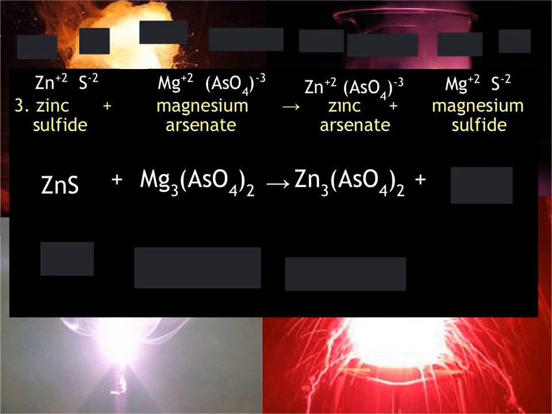Last one is magnesium sulfide with a +2 charge on the magnesium and a -2 charge on the sulfur. So again, this is a 1-to-1 ratio, so the compound's just going to be MgS.